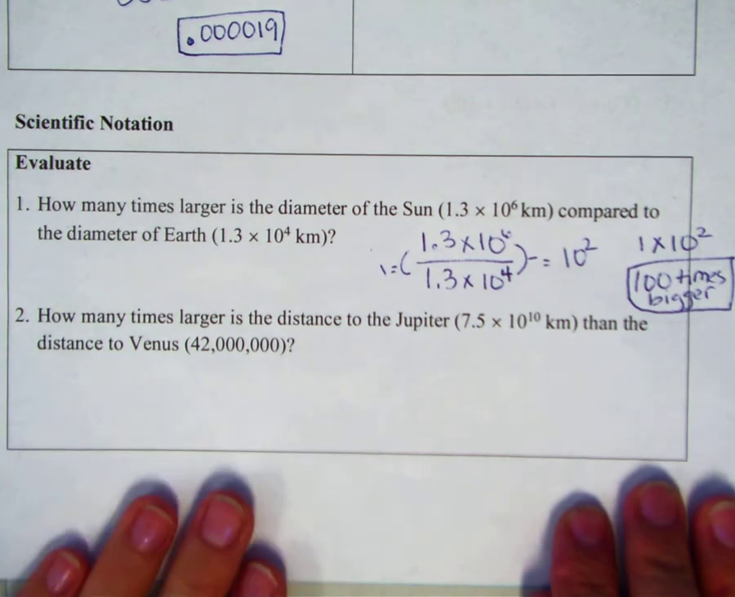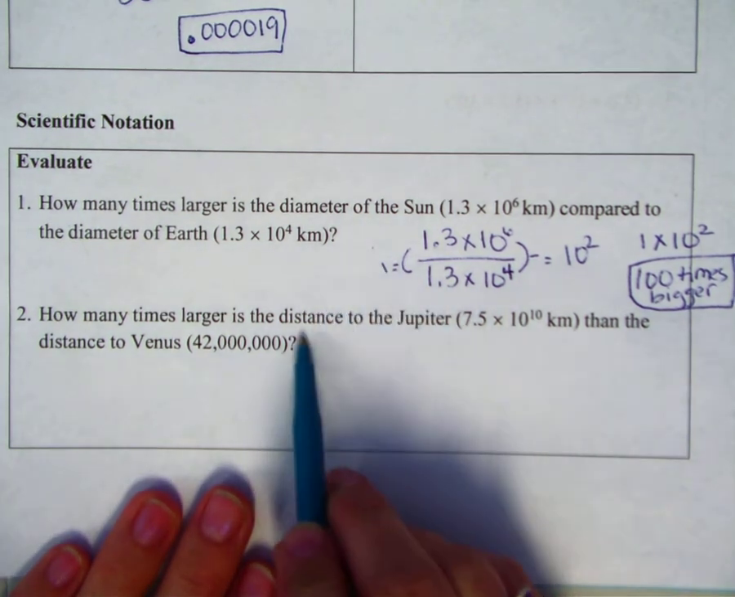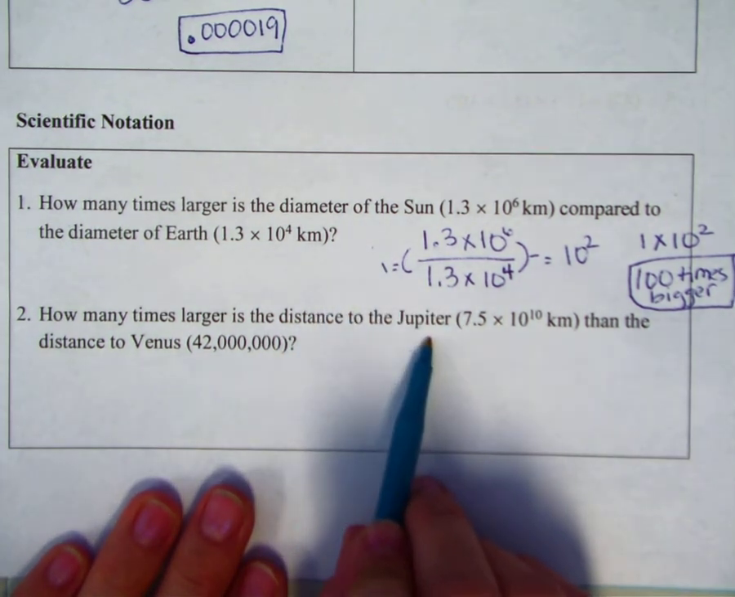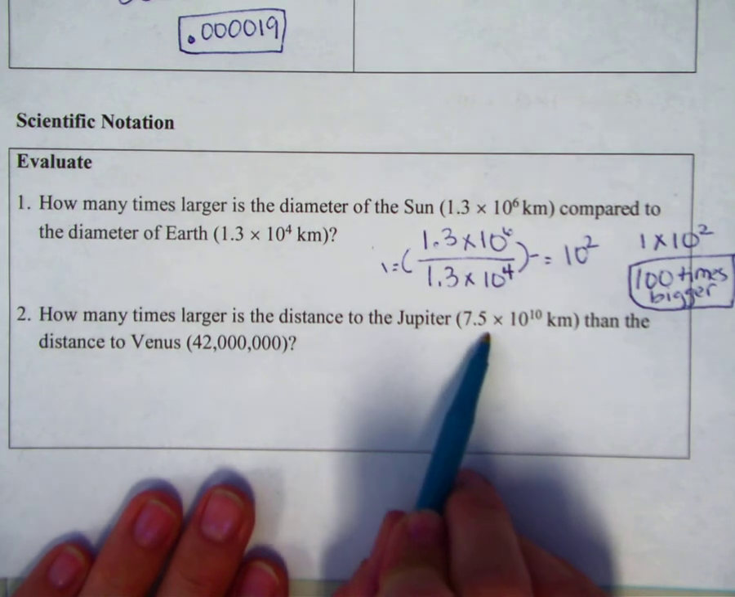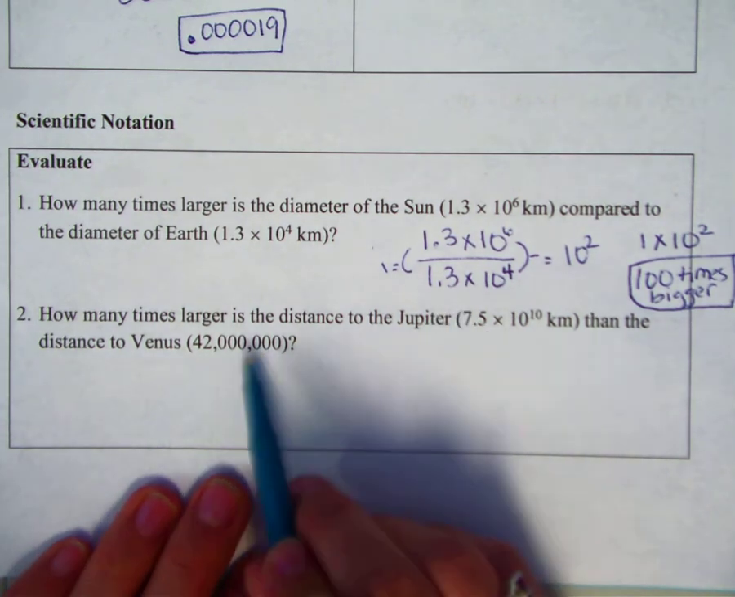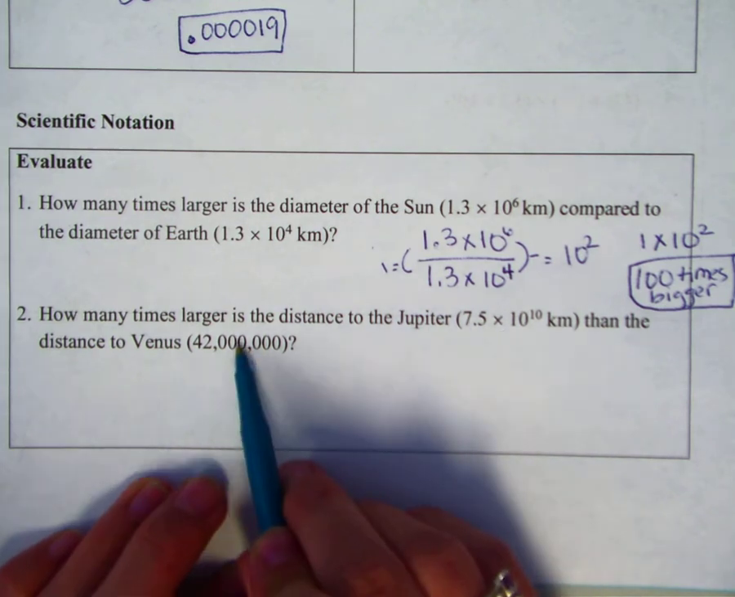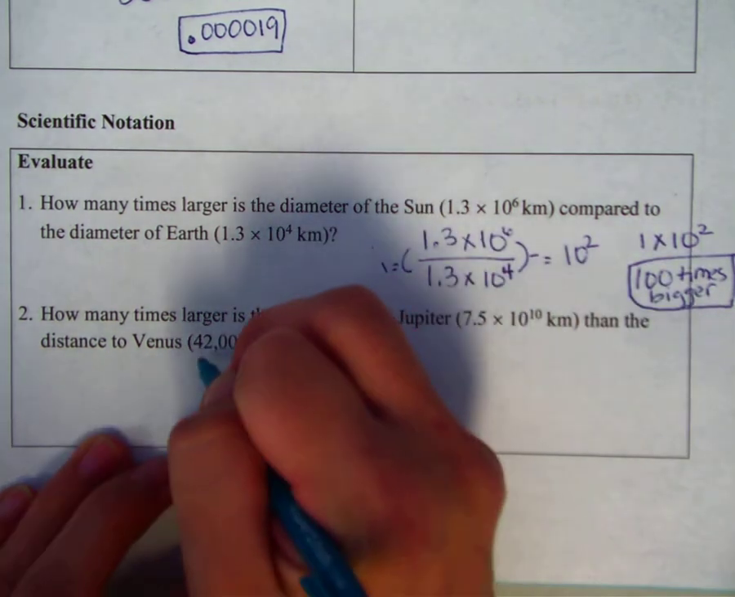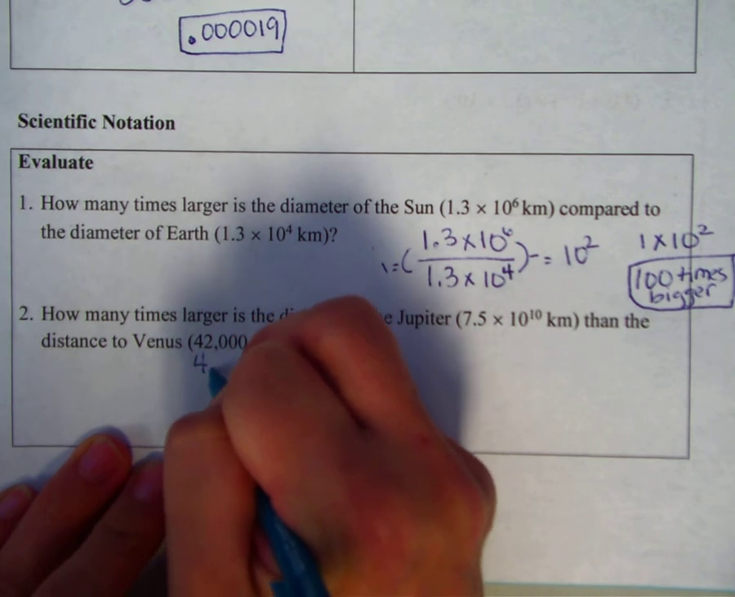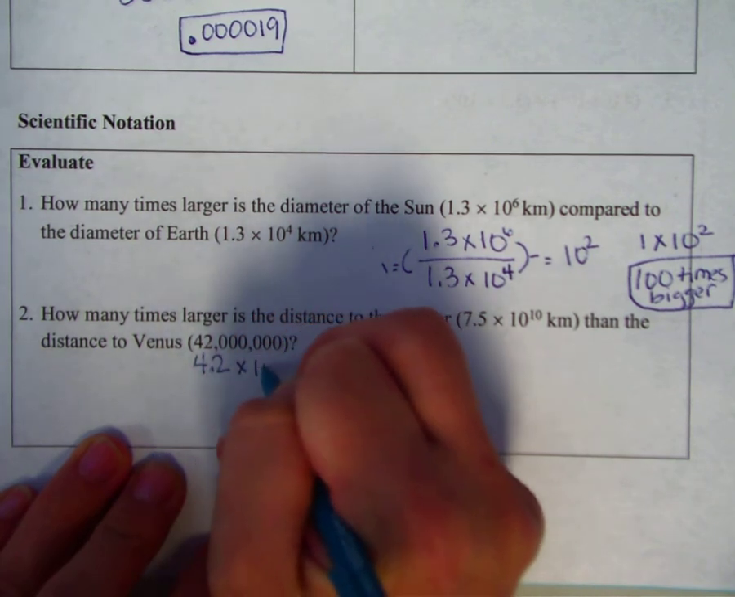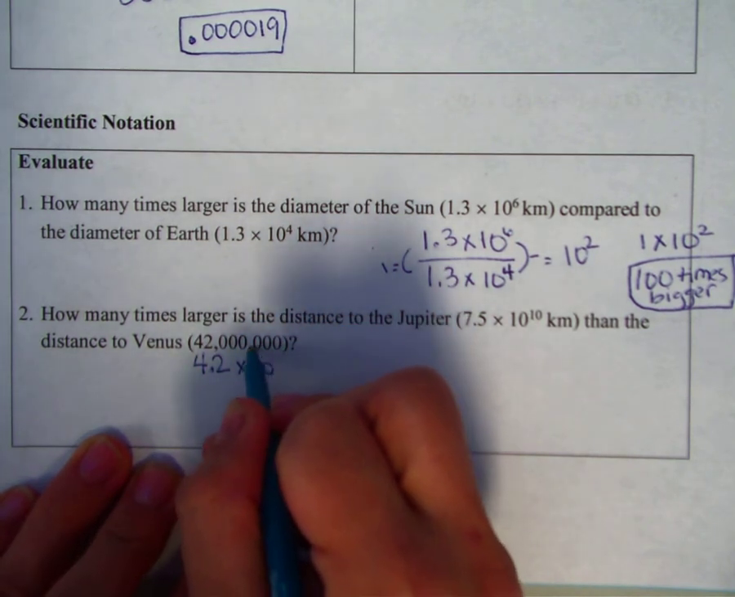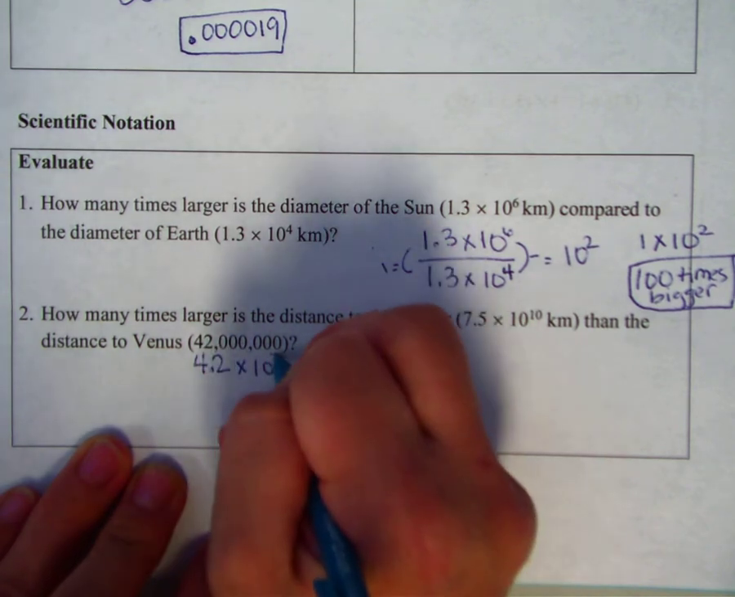All right, the next question, we want to know how many times bigger is the distance to Jupiter versus the distance to Venus. Okay, you'll notice this time, this number is written in scientific notation, and this one is not. So I'm going to write this in scientific notation, which would be 4.2 times 10 to the, well, let's see, we've got 3, 6, 7 spots over.